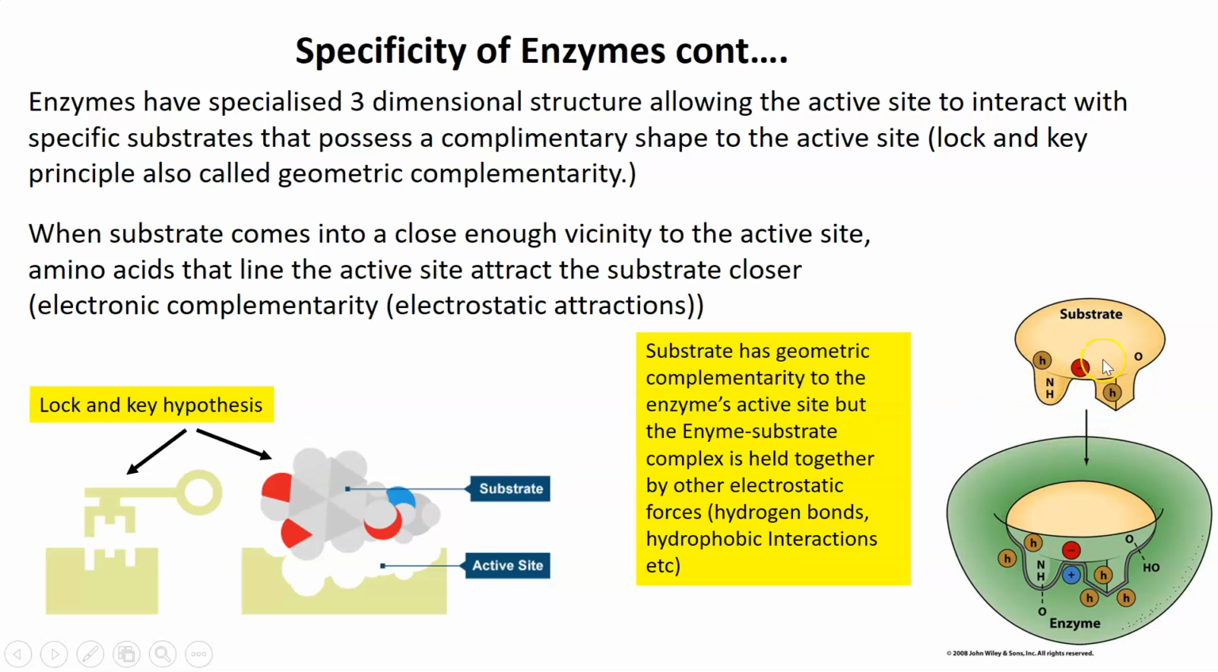Now, in order for substrates to bind to the active site, there has to be some kind of attraction. In a way, there is a little bit of attraction between the substrate and the enzyme. The vast majority of the reason why a substrate binds to the active site is the three-dimensional structure, but there are also opposite charges as well.